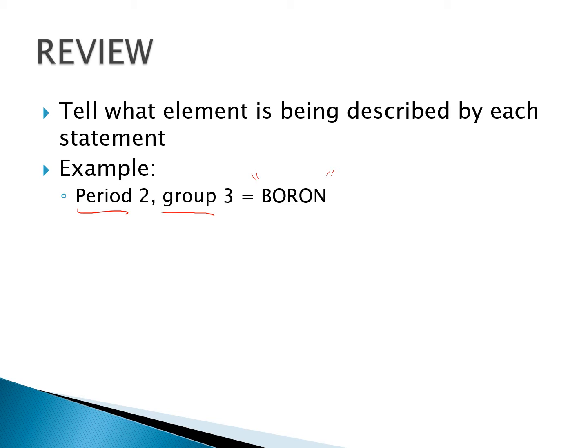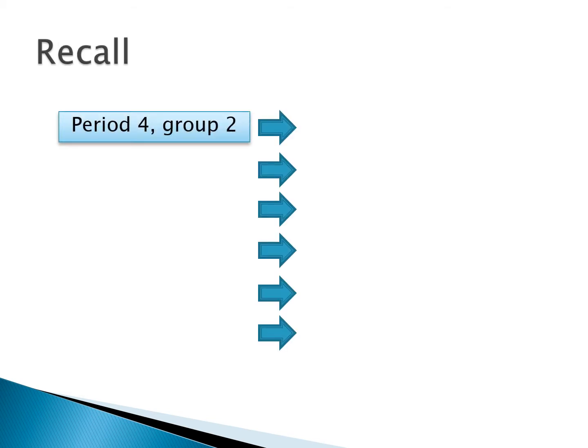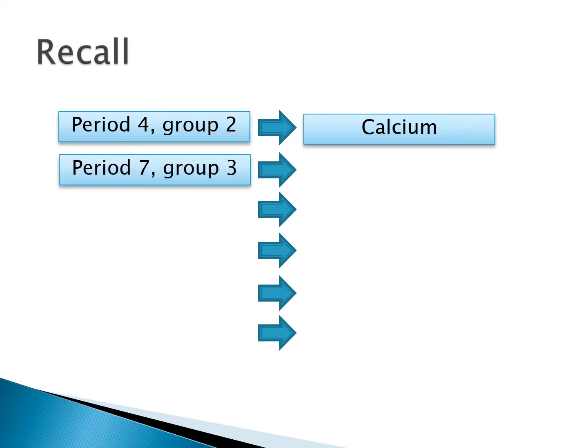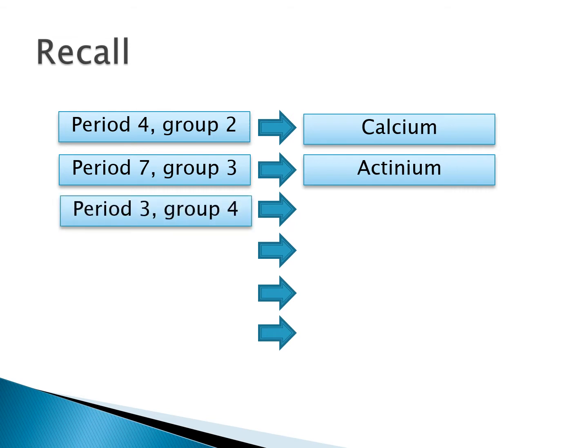Okay, so now let's continue. The first one is period 4, group number 2. So the element that we are talking about here is calcium. Next, let's have period number 7, group number 3. Let's count 1, 2, 3, 4, 5, 6, 7. So the correct answer is actinium. And then next, we have period number 3, group number 4. So the correct answer is silicon.